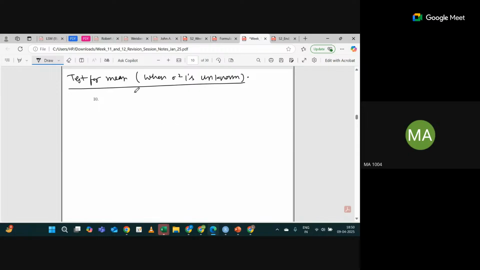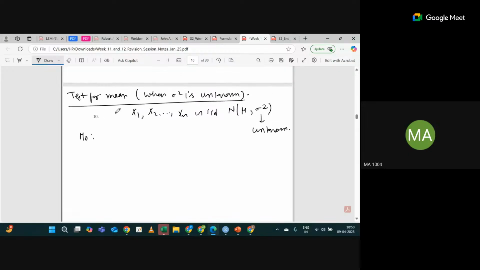So the situation is x1, x2, and so on, xn, all IID normal with mean mu and variance sigma square. Your samples will be from a normal distribution, and sigma square is not known to us. So I will go for the t test. What is the test statistic? It is x bar minus mu over s by root n, which will follow t with n minus 1 degrees of freedom.